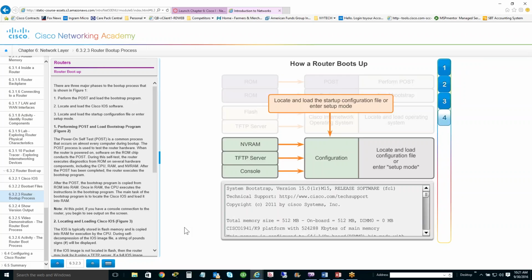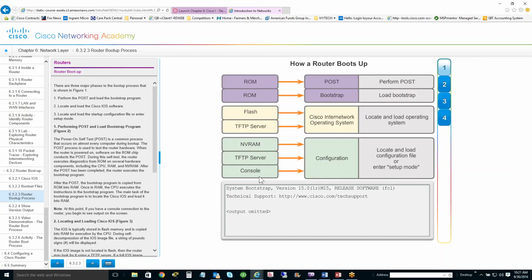So really, what it amounts to is these are the sources of the information in the order that it reads them, and then this is what it gets, and then this is what it's doing.